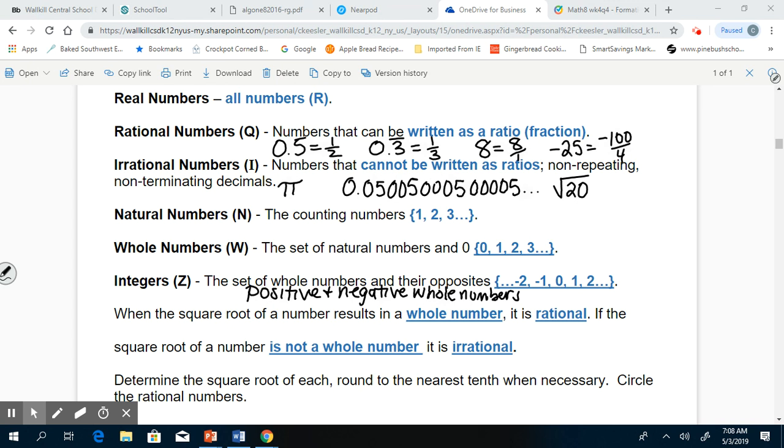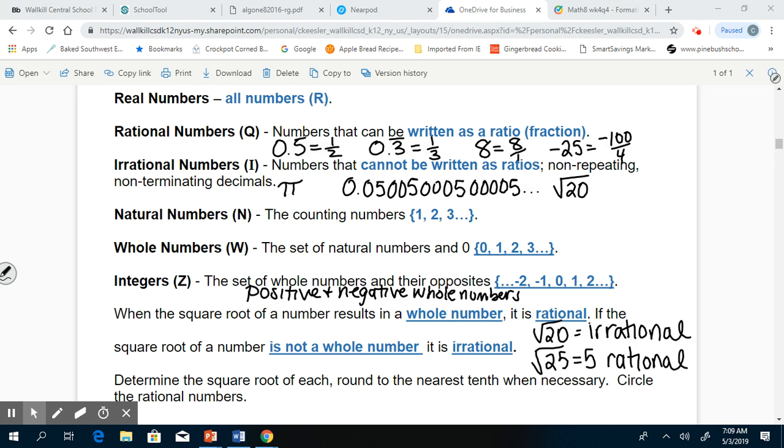Now, furthermore, we have to understand square roots and be able to put those in number sets. When the square root of a number results in a whole number, it is rational. If the square root of a number is not a whole number, it is irrational. That's like that square root of 20 that I talked about before. Square root of 20 is irrational because you cannot take its square root and get a whole number. Where square root of 25 equals exactly 5. So that would be rational.